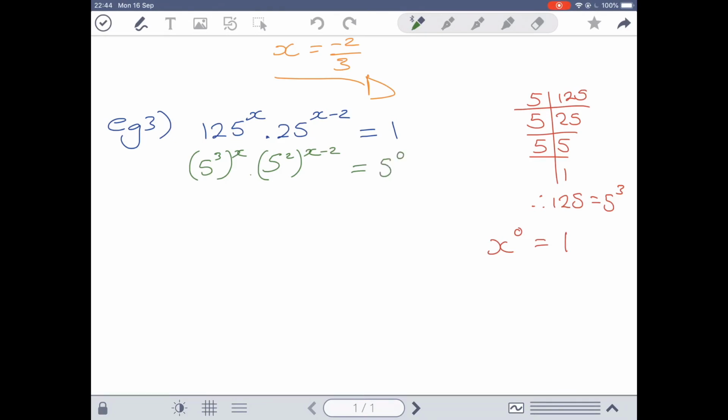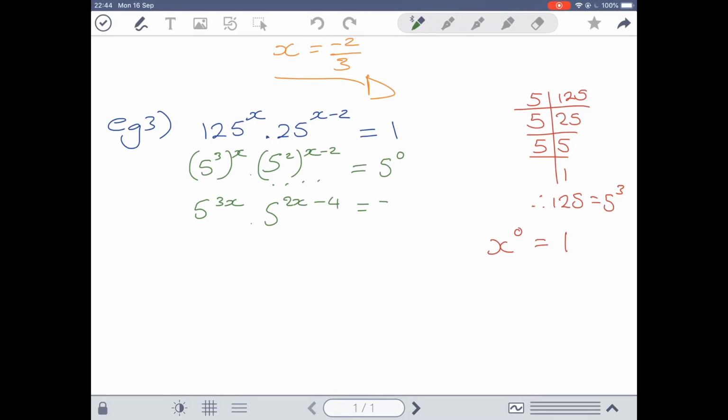Now I've got everything down to the base 5. Let's simplify our expression just a little bit, and then we can work it out eventually. So what we see there is that this expression here is not in its simplest form. Let's try simplify that and everything else. So 5 to the 3 to the x is 5 to the power of 3x, times 5 squared to the power of x minus 2. I need to multiply those together. So we end up with 5 to the power of 2x minus 4.